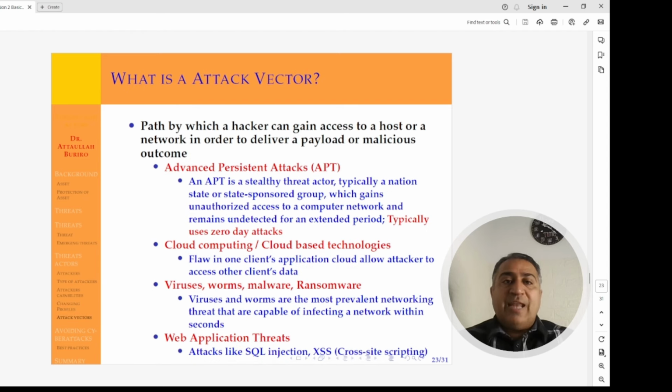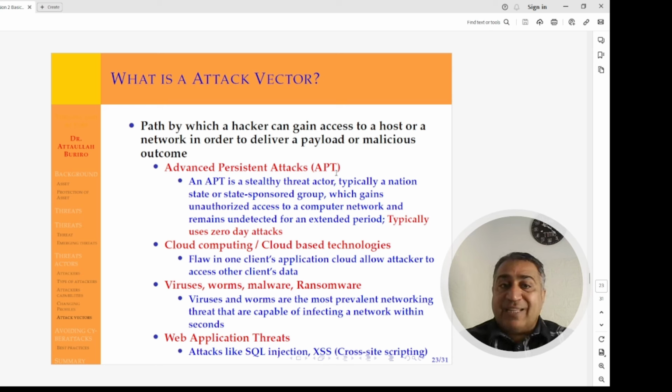Now we have talked about what security means, then cybersecurity, then different cyber attacks, then who could attack us, the attackers. Now it's time to understand the attack vector. What is an attack vector? An attack vector is a path a hacker could take to gain access to a host or a network, in order to deliver a payload or a malicious outcome.